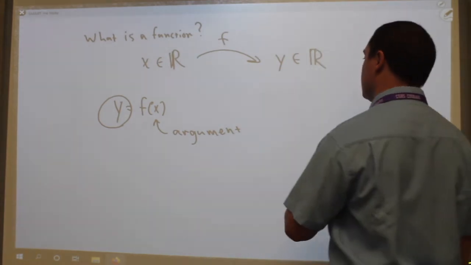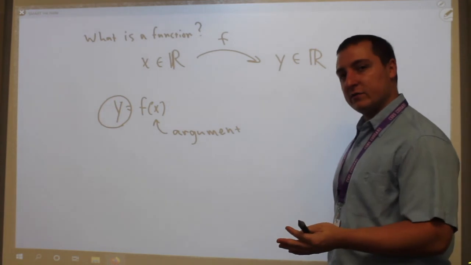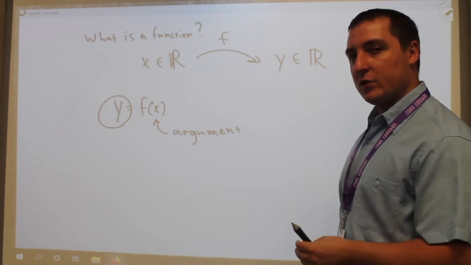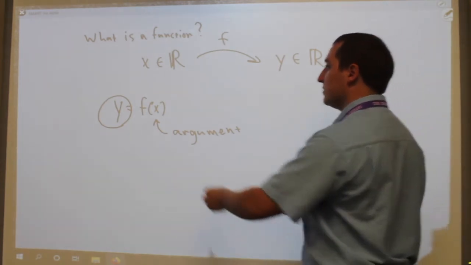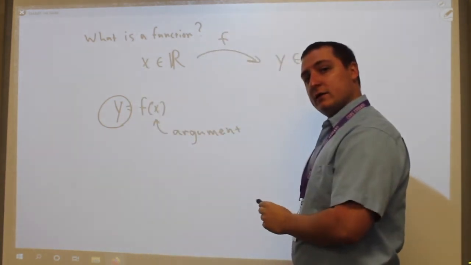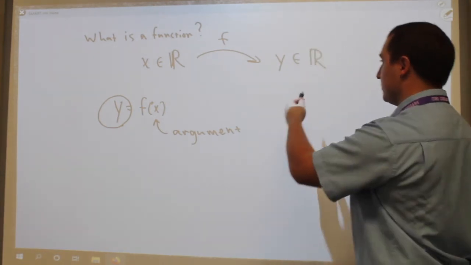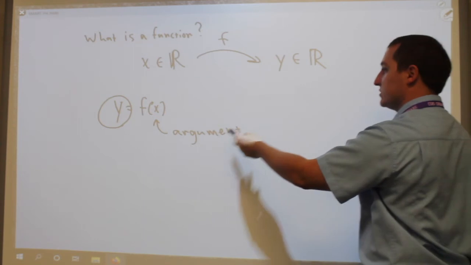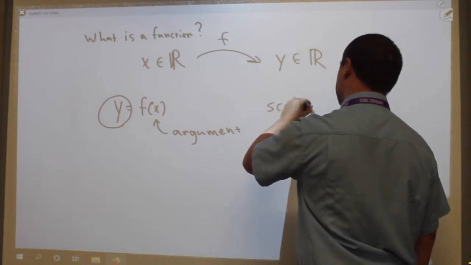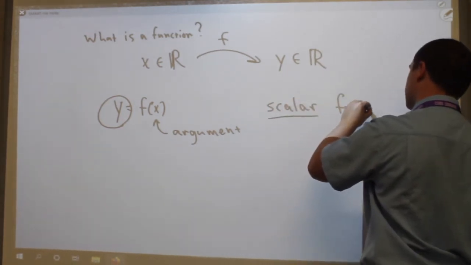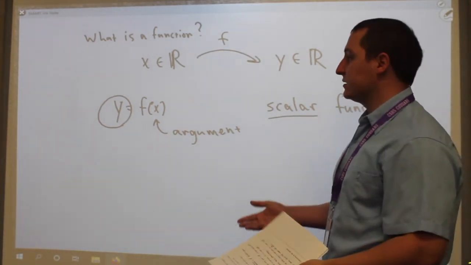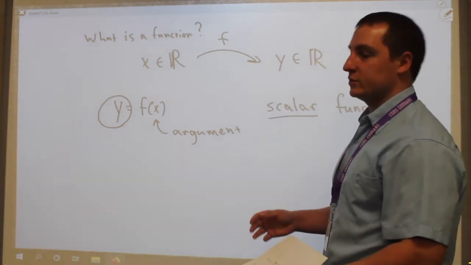So this is an example. Basically everything you've ever done in algebra and calculus and pre-calculus, I'm pretty sure, has been with scalar functions, because all of these numbers x that you use as arguments are scalars, right? They're all just numbers or quantities, some real number, and all of the numbers that you get out of the function are also just numbers. So this is an example of a scalar function. So indulge me for a minute. Let me expand this idea to what's called a vector function.